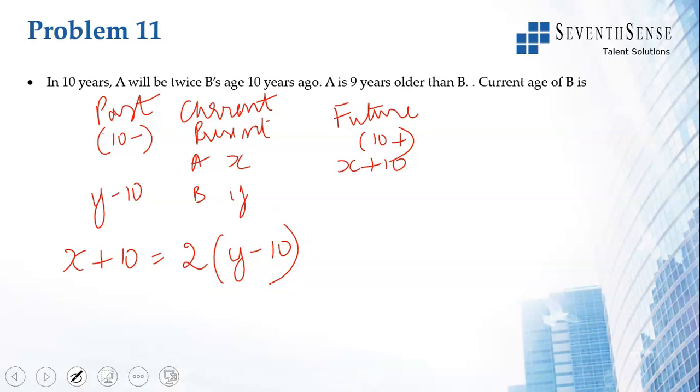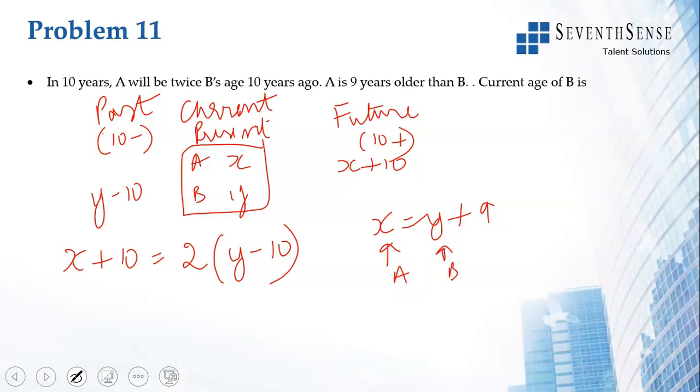The other equation is A is 9 years older than B. If nothing is specified, it means it is the present. So X is equal to Y plus 9. A is 9 years older than B. This is A, this is 9 plus B.